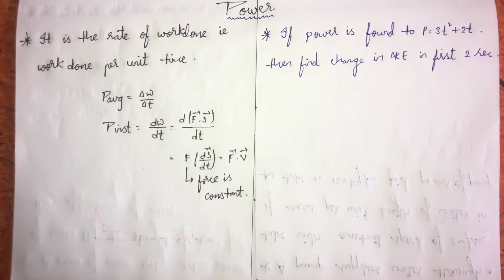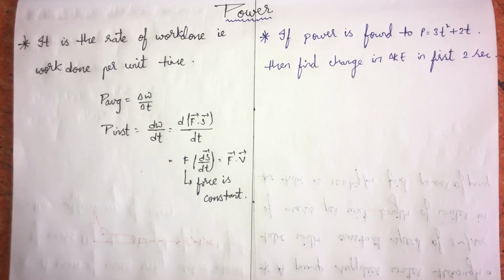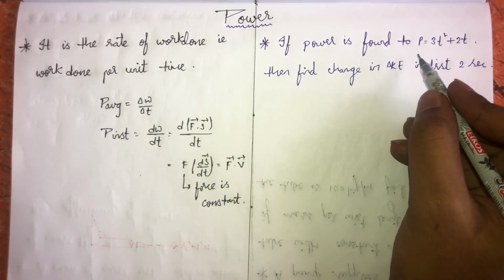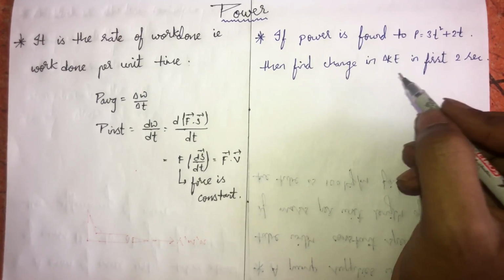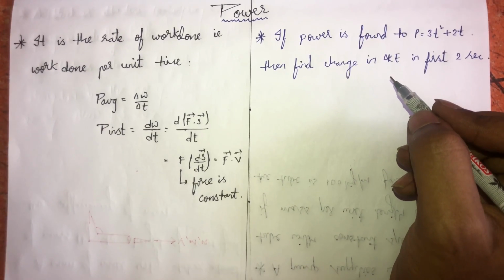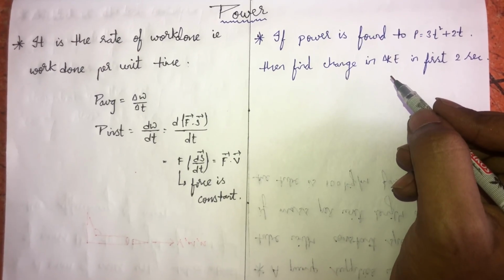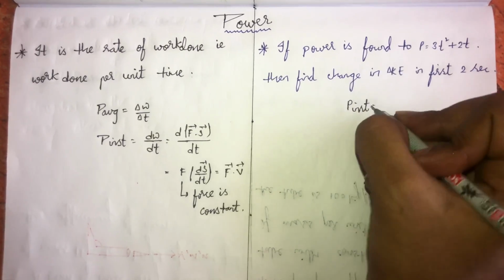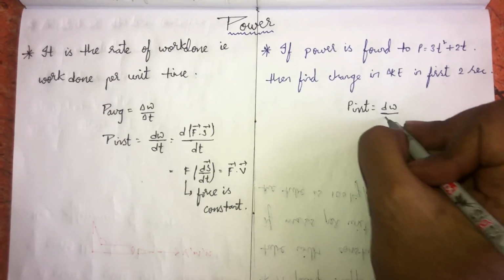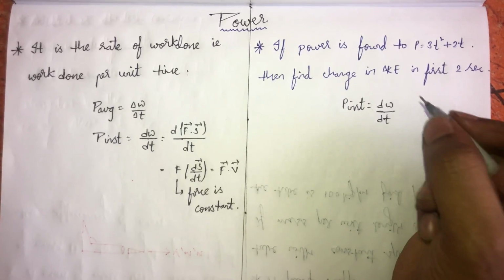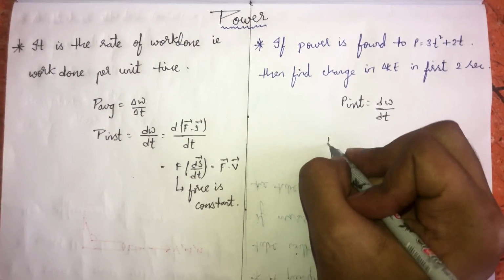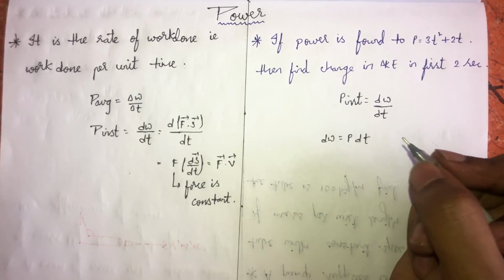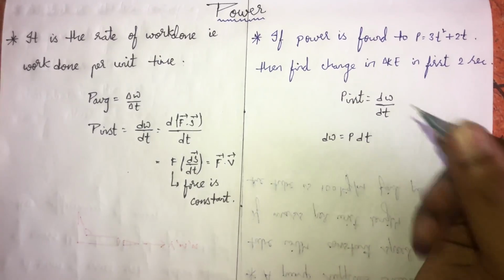Now let's see a problem related to P instantaneous equal to dW by dt. If the power is given as P equals 3t square plus 2t, then find the change in kinetic energy in the first 2 seconds. The change in kinetic energy is nothing but work done. So P instantaneous is equal to dW by dt. Then work done dW will be equal to P into dt, that is nothing but the integration.